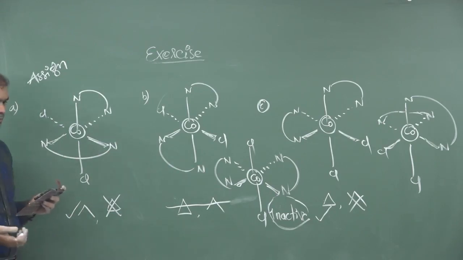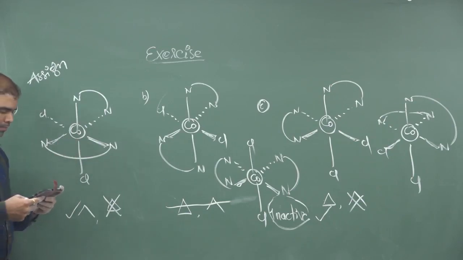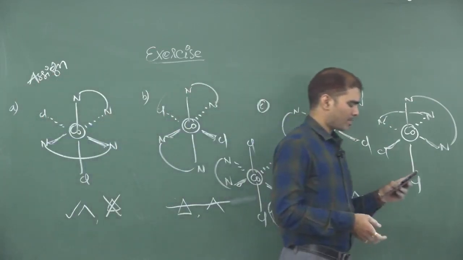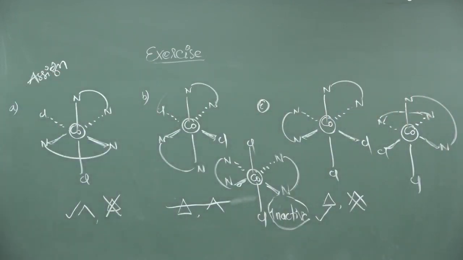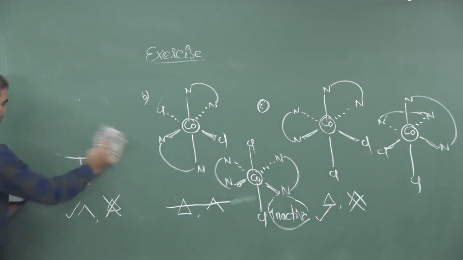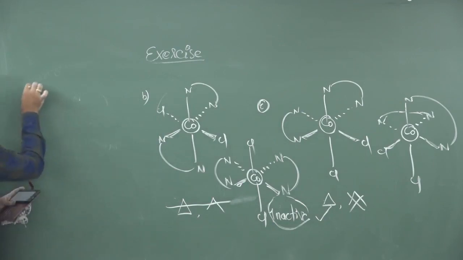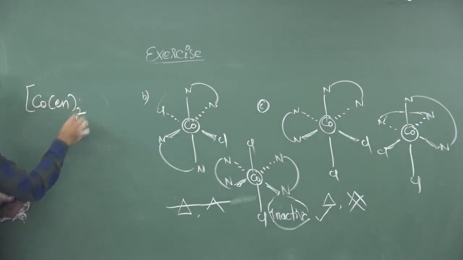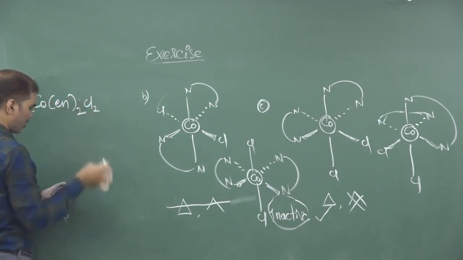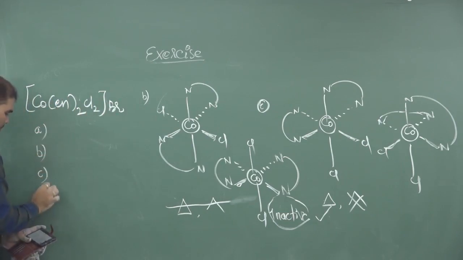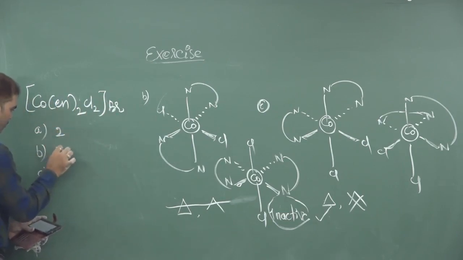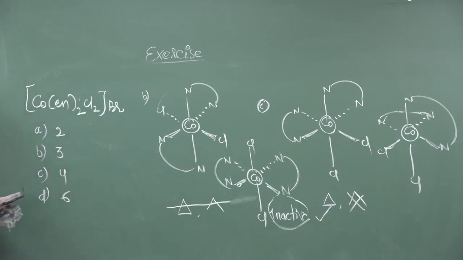Finished? Just 3 more questions we have. Number of isomers. I am asking you the number of isomers. I am not mentioning it like geometrical or optical. I am just asking number of isomers. For Co(en) taken twice, ethylene diamine, Co(en)2Cl2, bromine. Options are 2, 3, 4 and 6.